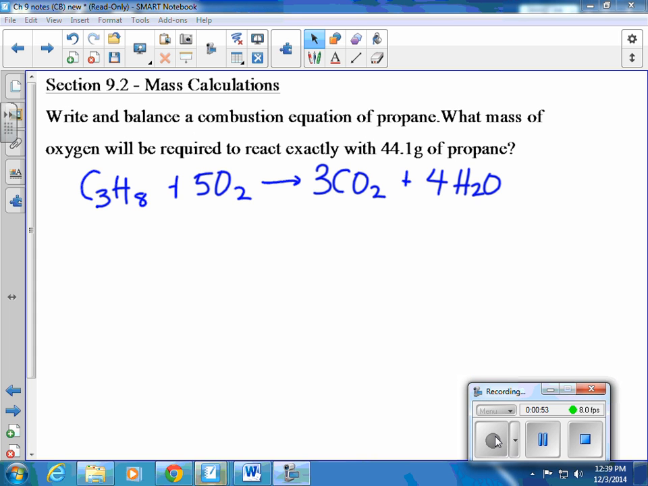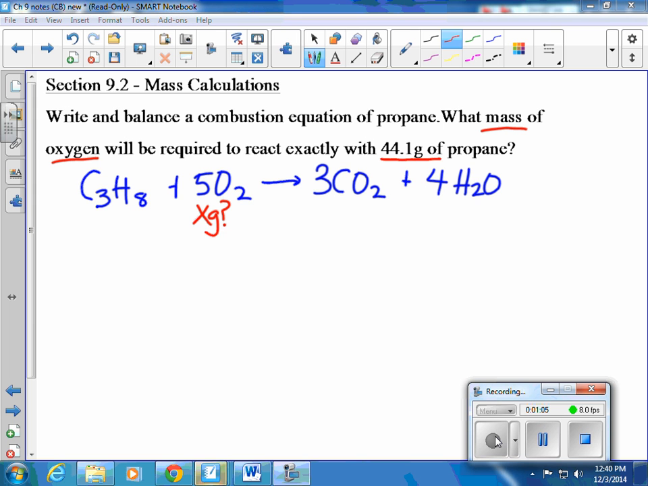As we talked about today, make sure that you go back and read exactly what's given in the problem. It says what mass of oxygen, so we're looking for grams of oxygen. So put that in here, X grams of oxygen, will be required to react exactly with 41.1 grams of propane, sorry.